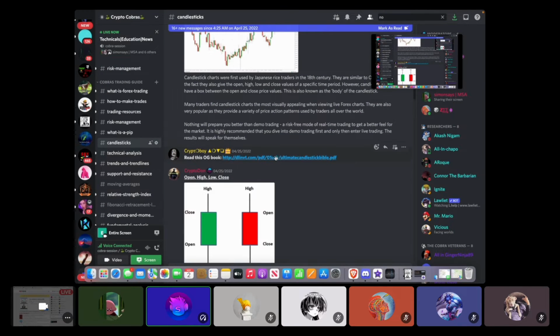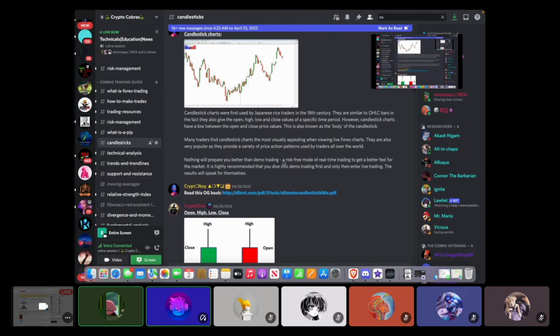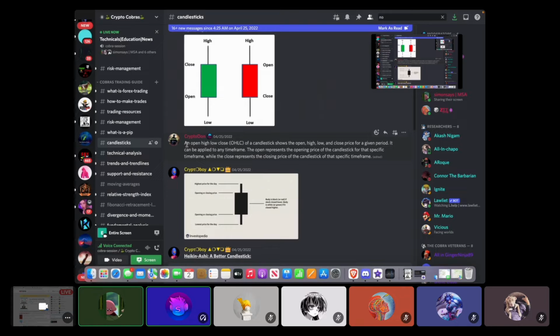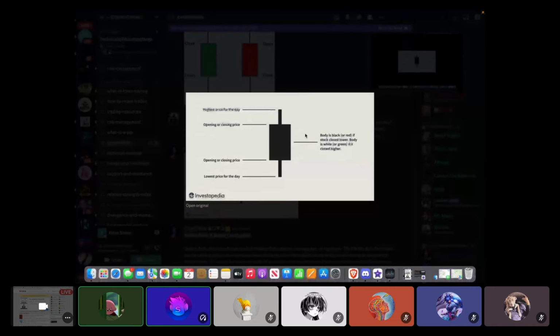We also have this more in-depth candlestick Bible, and it talks about how they originated, with some deeper insights. So an open, high, low, close, right? The open, the high, the low, and the close of a candle show the close price for a given period, applied to any time frame. So this is another example of the highest price for the day, the opening or close.